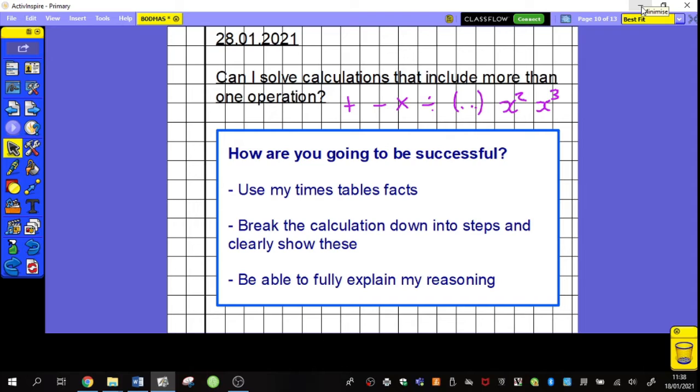Okay, so today we're going to continue again to solve calculations that include more than one operation. Just a reminder of the operations are there in pink. And how you're going to be successful today, you're going to continue to use your times table facts and division facts. You're going to continue to break the calculation down into steps and clearly show these, and you're going to be able to fully explain your reasoning.